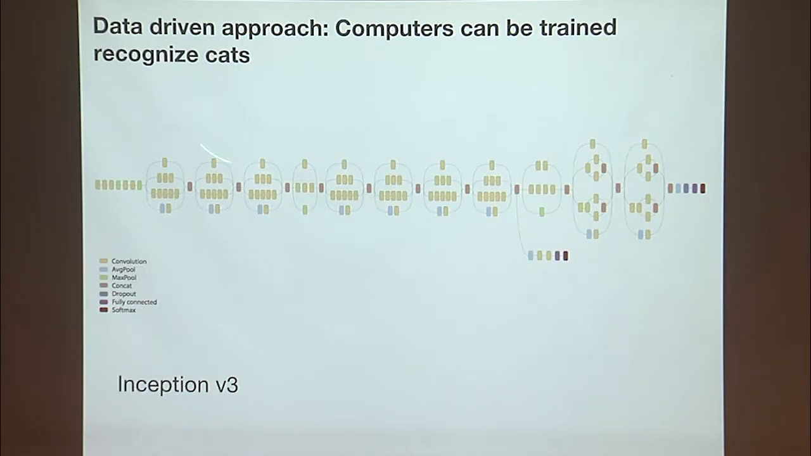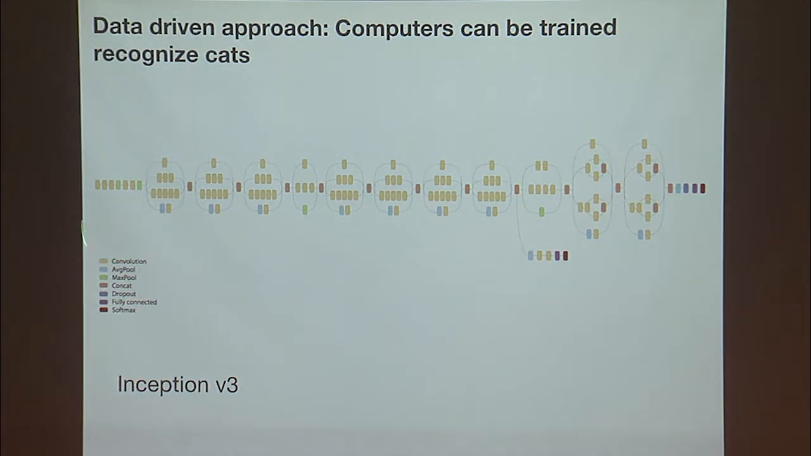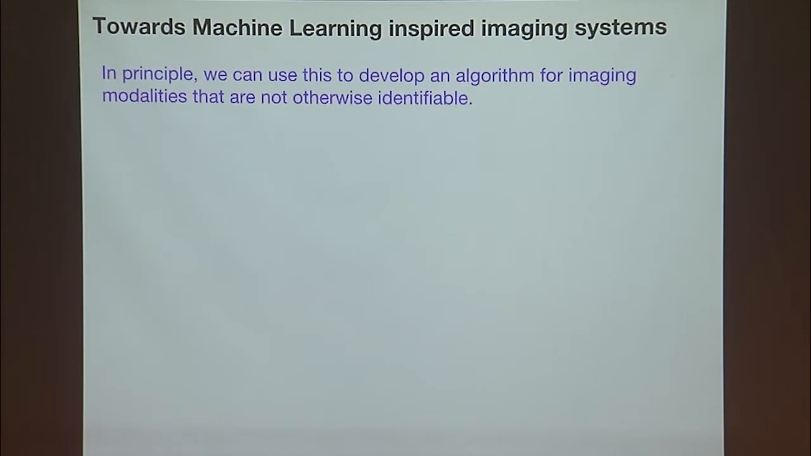Okay, so computers can be trained to recognize cats. So this is Inception v3. This is one of the neural networks which is extremely good at recognizing cats. So okay, that's all background.